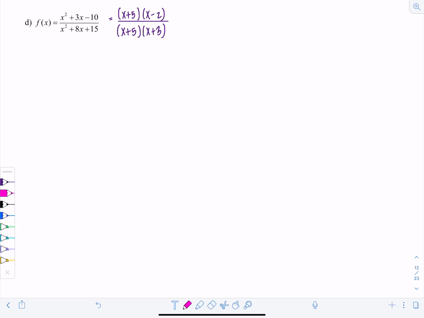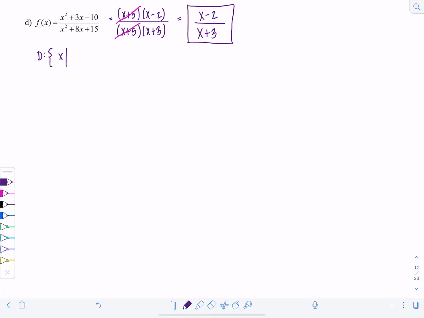That's right, you can cancel out x plus 5. So in reduced terms, this is going to be x minus 2 over x plus 3. Now, for most of your computations, you can just use the version of f of x in lowest terms. That's completely simplified. However, for the domain, you have to use the original.